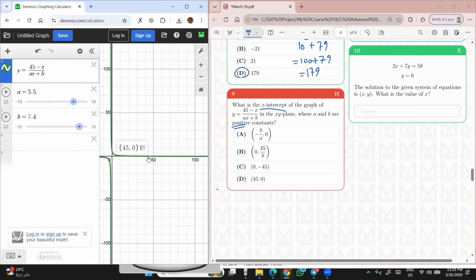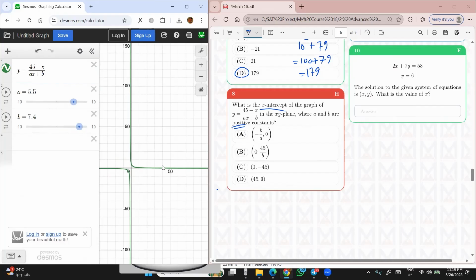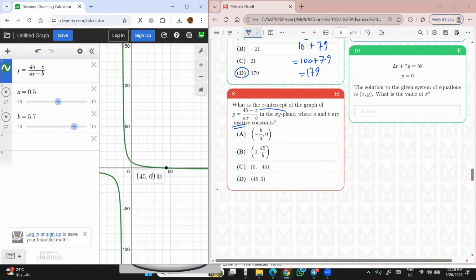If you zoom out, you can notice that when you decrease the value of A, but make sure that it's positive, and also B, positive, it does not change the value of the x-intercept, which is 45 and 0. So 45 and 0 is the answer to this question.